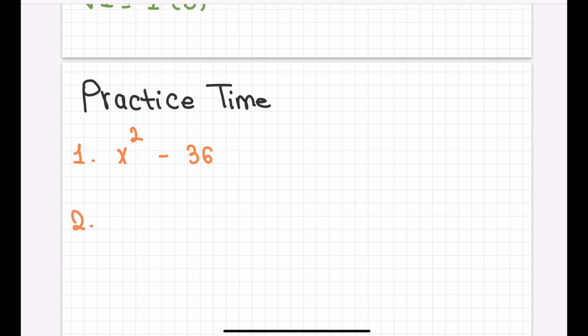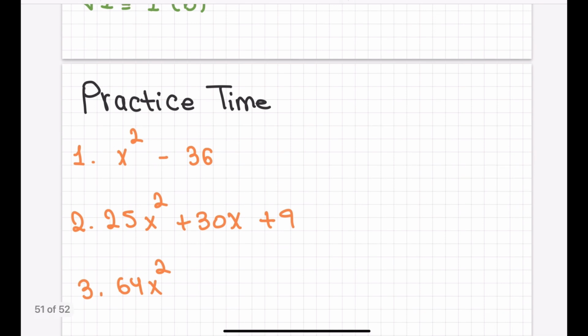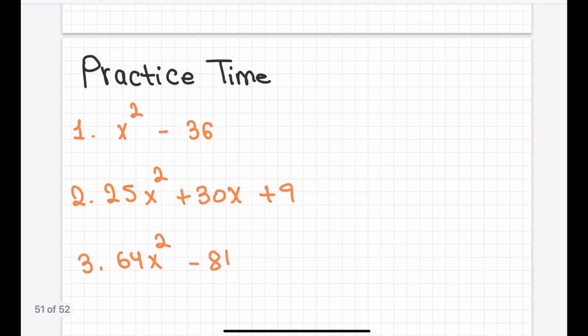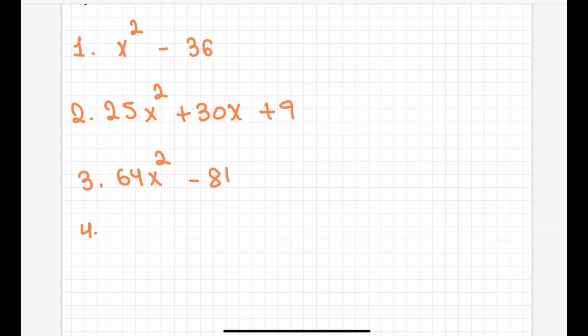Second one is 25x squared plus 30x plus 9. The third one is 64x squared minus 81. And the fourth practice is 36x squared minus 12x plus 1.